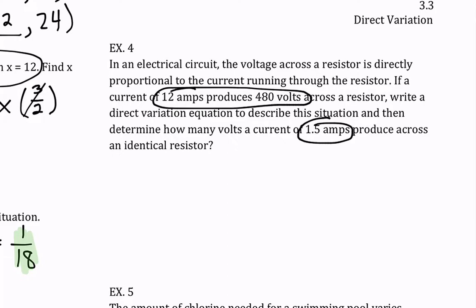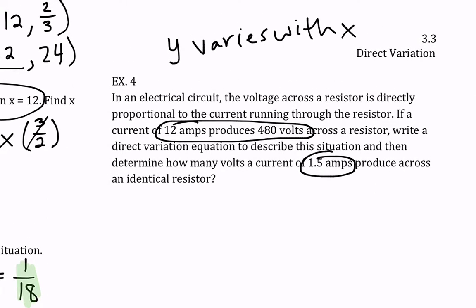Okay. So guys, above at the very top, I want you to write that y varies with x. So the y is going to vary with the x. So the voltage, y, is going to be directly proportional to the current, which will be x. So the y varies with the x. The y is proportional to the x. Okay, that's going to come in handy in a little bit.